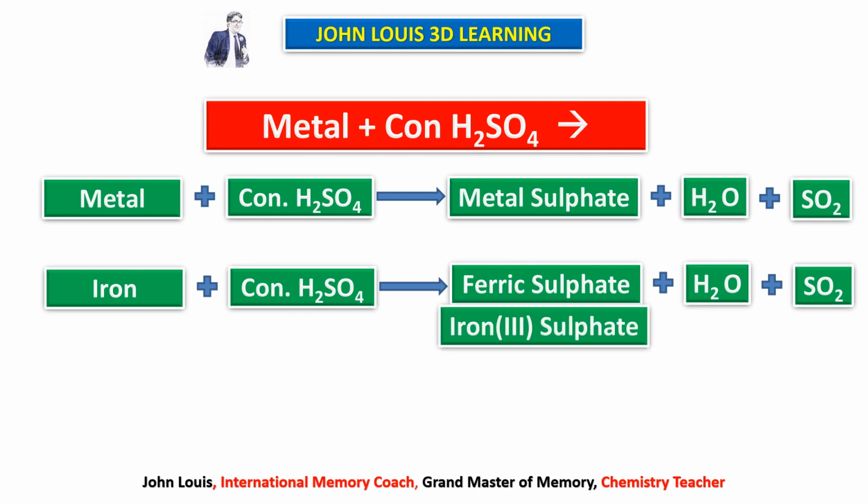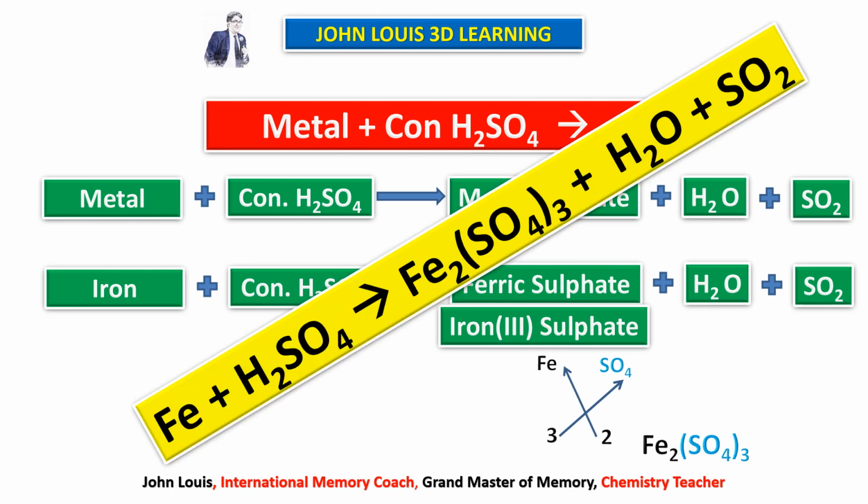Now can you write the equation? See, ferric sulfate is otherwise known as iron 3 sulfate. Fe, SO4. What is the valency of ferric? 3. What's the valency of sulfate? 2. If you interchange, you will get Fe2(SO4)3. Therefore, what is the equation? Fe plus H2SO4 gives Fe2(SO4)3 plus H2O plus SO2. Now all the formulas are correct. Now we can easily balance it.